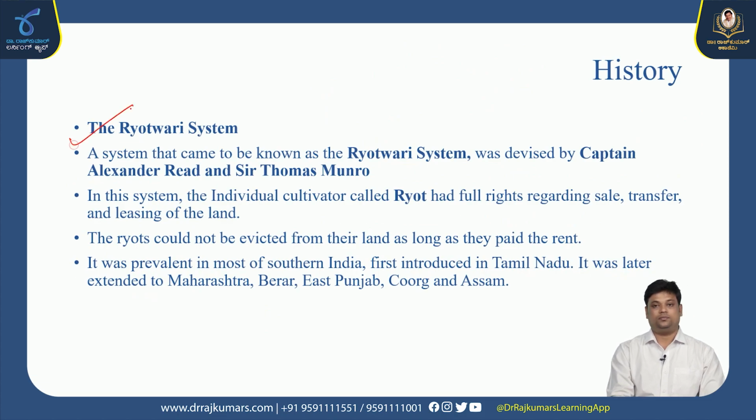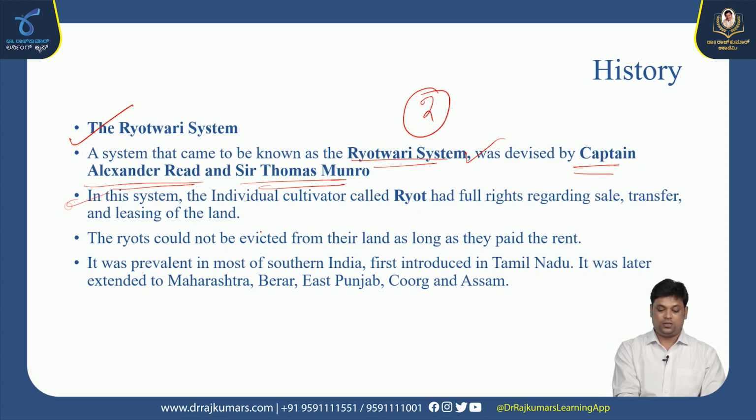The Rayatwari system. The system came to be known as Rayatwari, was devised by Captain Alexander Reed and Sir Thomas Munro. Two personalities came up with the drafting of this particular system. In this system, individual cultivators called ryots have full rights regarding sale, transfer and leasing of the land.